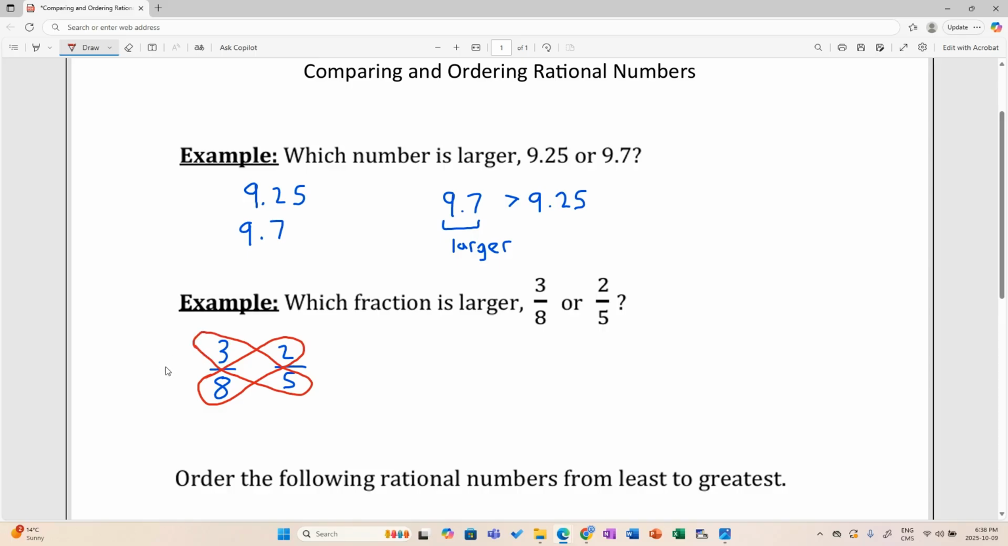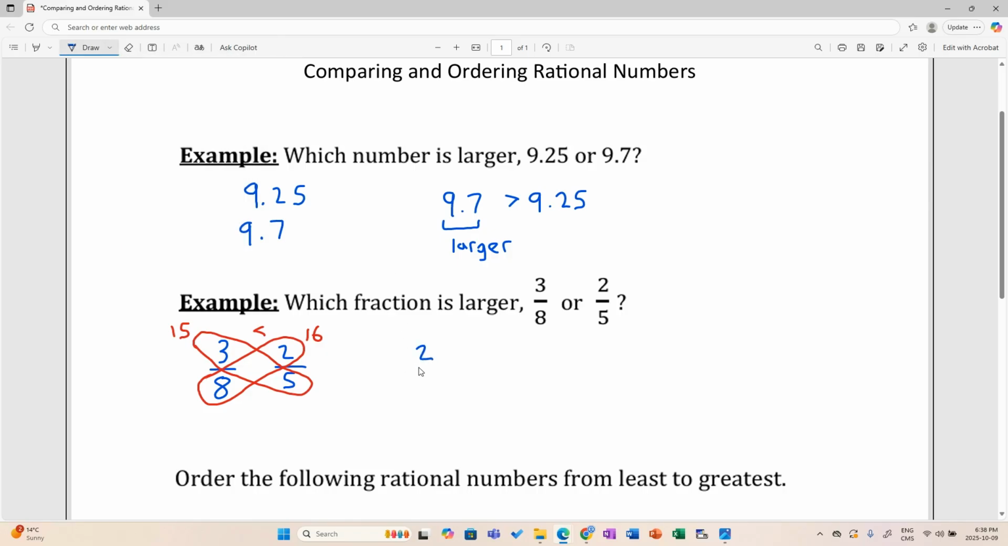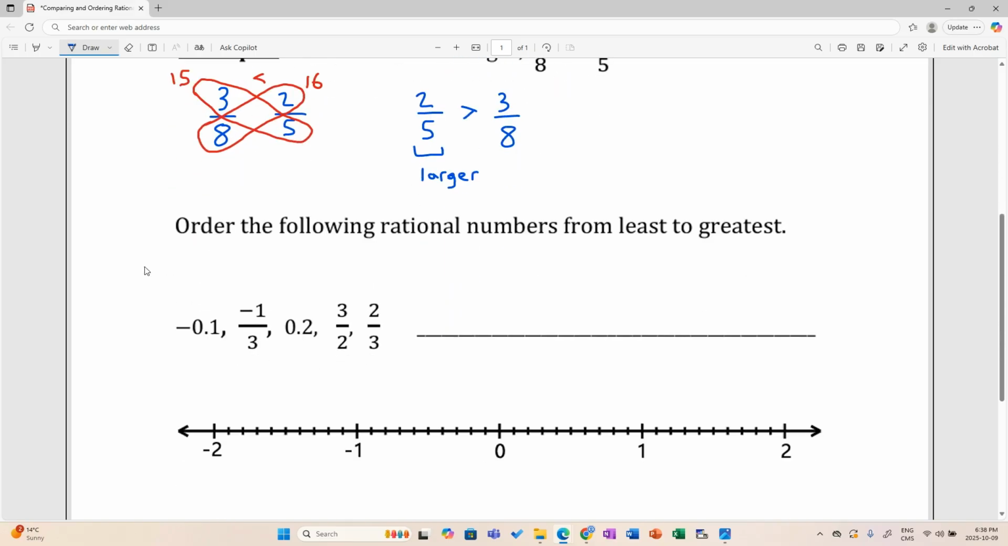Okay, and now I simply ask myself, 3 times 5 is 15, I'm multiplying across, and now 8 times 2, I'm multiplying across, that's 16. What's greater, 15 or 16? In this case, 16 is greater than 15, right? So because of that, I can say that 2 over 5 is going to be greater than 3 over 8, simply because my 16 is greater than my 15. So 2 over 5 is going to be larger.